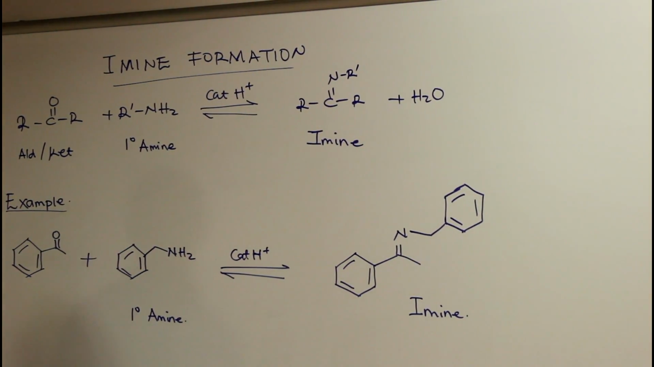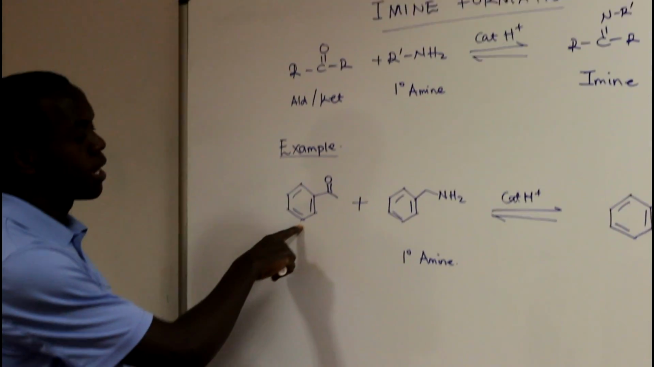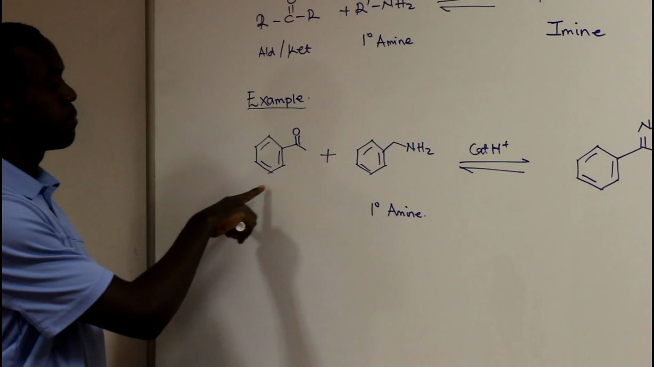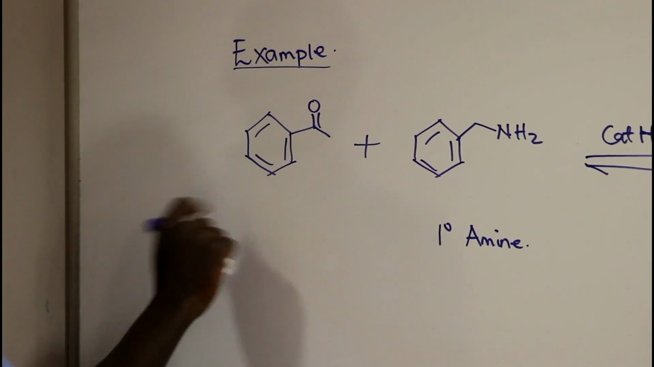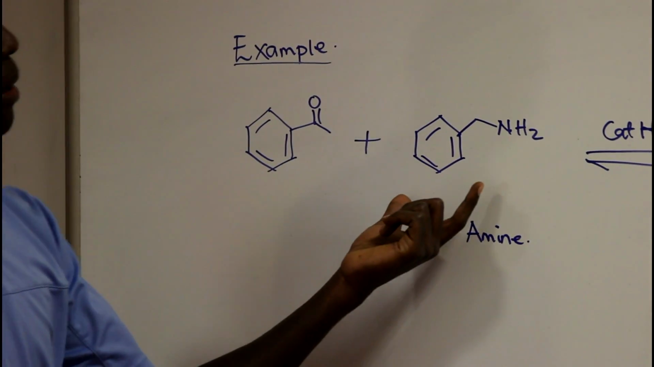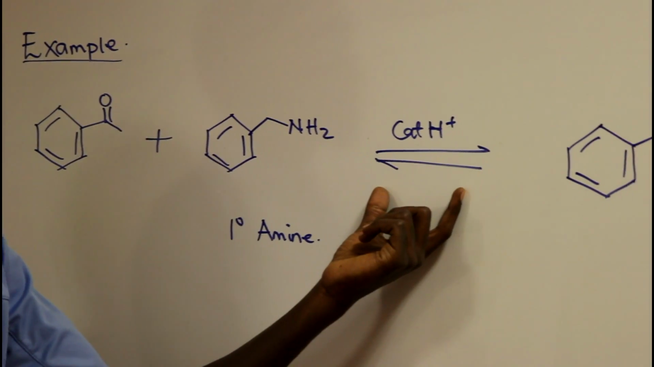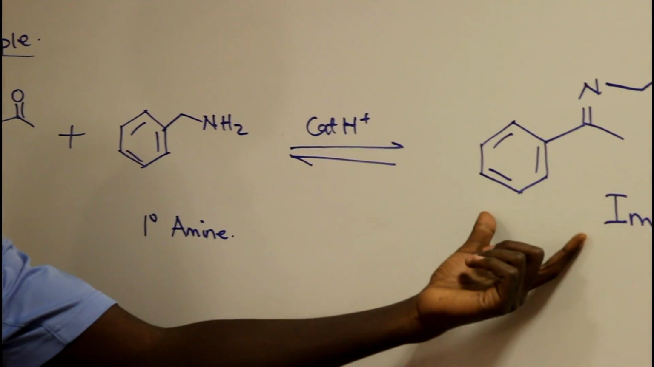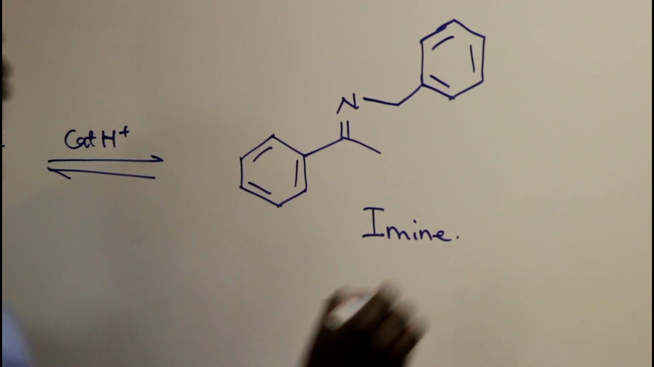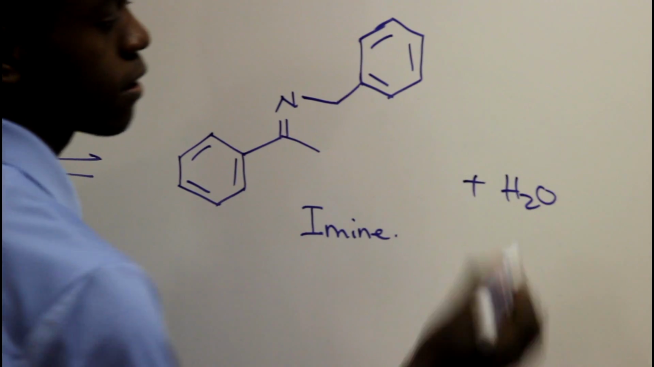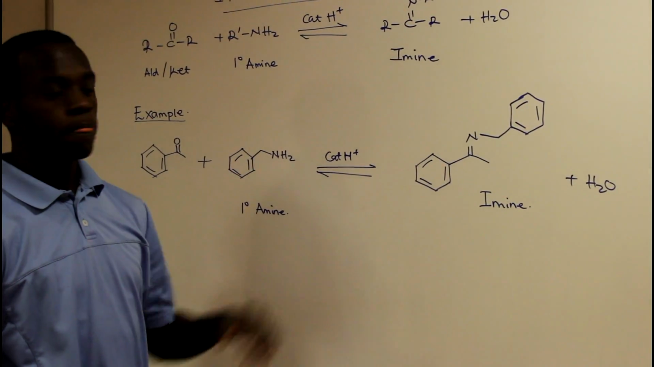Let's look at an example of the formation of imines. An aldehyde, this is known as benzenecarbaldehyde. It will react with the primary amine in the presence of catalytic acid to give us the desired imine, which is our main product. You may want to add water as the byproduct, but we're not interested in the water. All we're interested in is the main product being the imine.